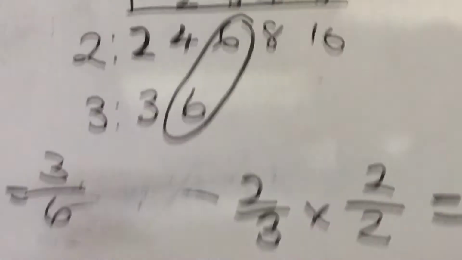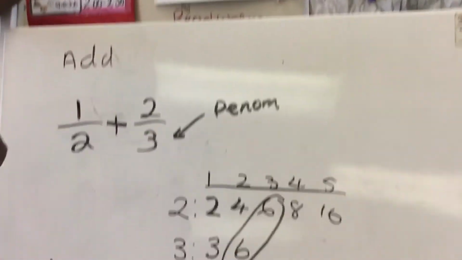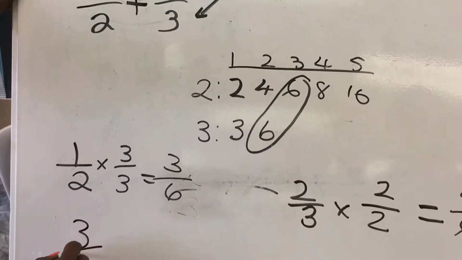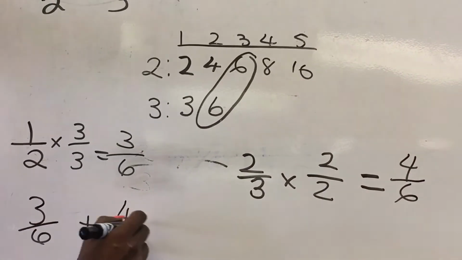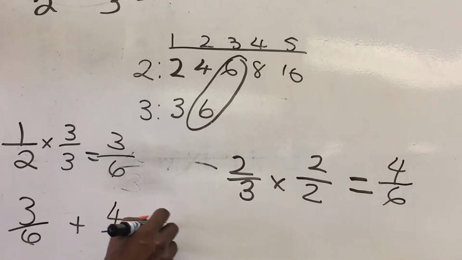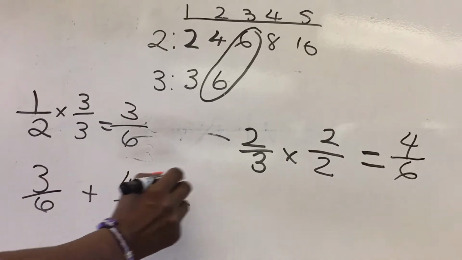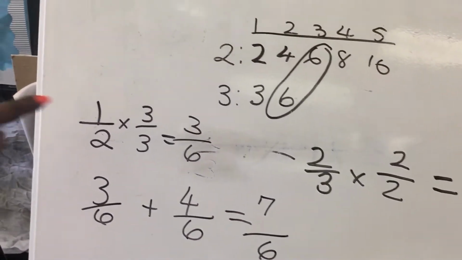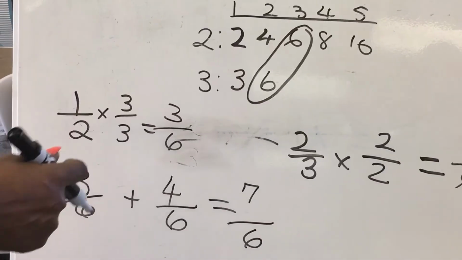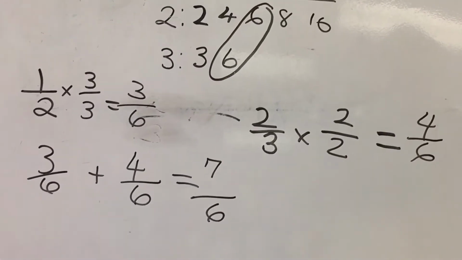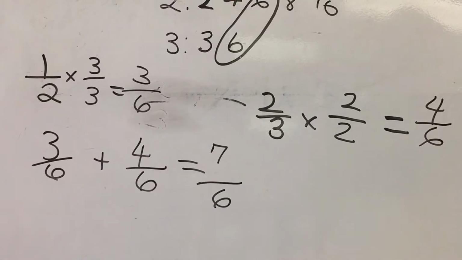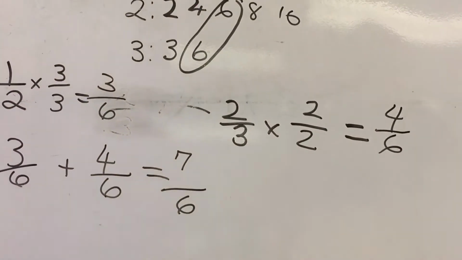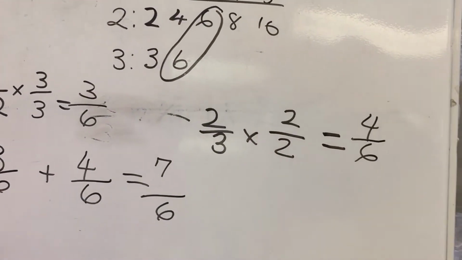Now we go back to the original problem, and what did it tell us to do? It told us to add. So 3 over 6 plus 4 over 6 equals 3 plus 4 is 7 over 6. Now, this is what you call an improper fraction. That means that you've got a bigger number on top and a smaller number on the bottom. We don't want to keep it like that. We're going to simplify it.